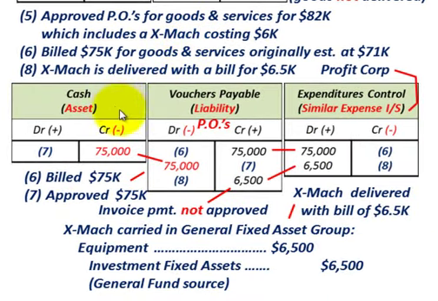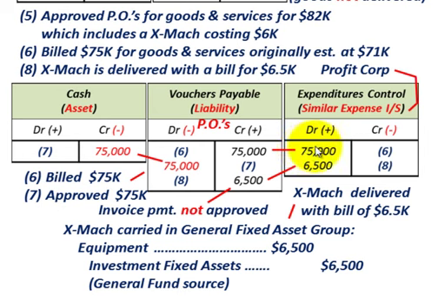So let's start with our vouchers payable. Let's say that we were billed $75,000 for goods and services originally estimated at $71,000. So for vouchers payable, we'd credit the actual billed amount of $75,000. And then we go over to our expenditures control account. Remember, this is similar to the expense on the income statement for a profit corporation. We debit that for $75,000.